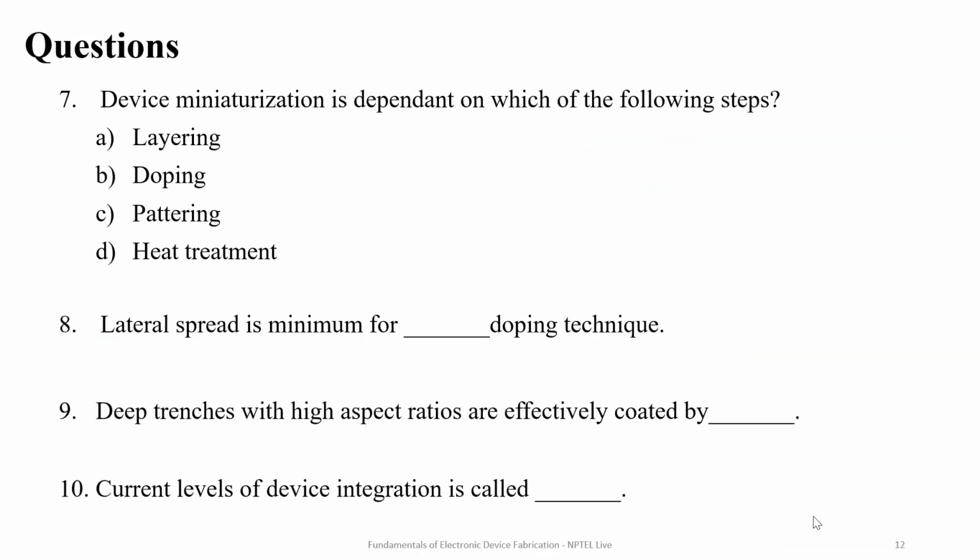Device miniaturization is dependent on which of the following steps: layering, doping, patterning, and heat treatment. So in the first set of lectures, you might have seen that as each year passes, the size of the circuits goes on becoming smaller and smaller, and which is the factor that causes it to become smaller and smaller. That is device miniaturization. So is it layering, doping, patterning, or heat treatment? Patterning.